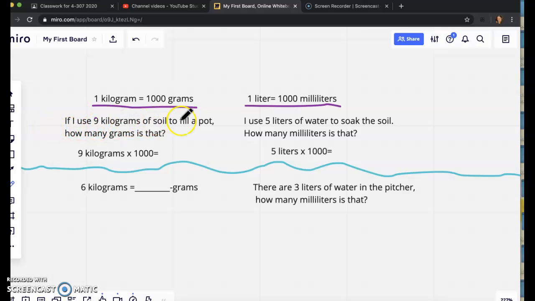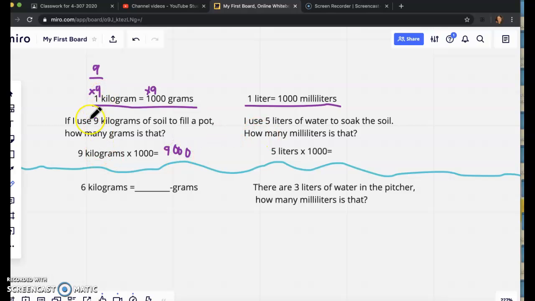If I use 9 kilograms of soil to fill a pot, how many grams is that? Well, to get from 1 to 9, I have to multiply by something. 1 times what makes 9? 1 times 9 makes 9. And what I do to one side, I do to the other. So, times 9 on this side. And that will tell me how many grams. 9 times 1,000 is just 9,000.